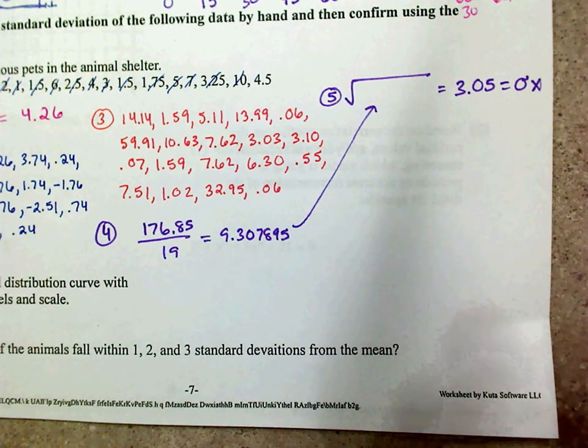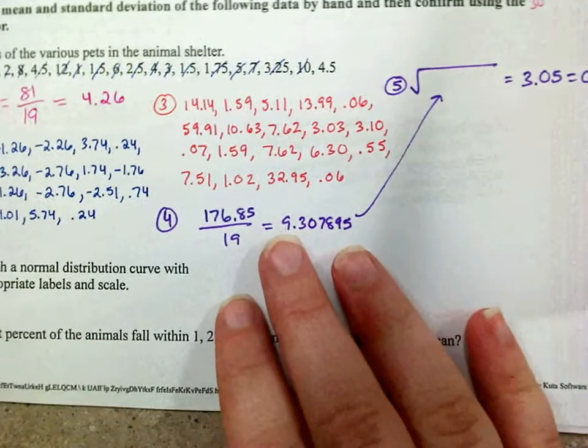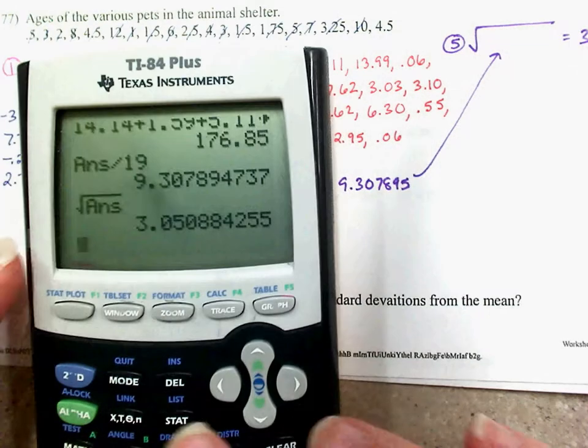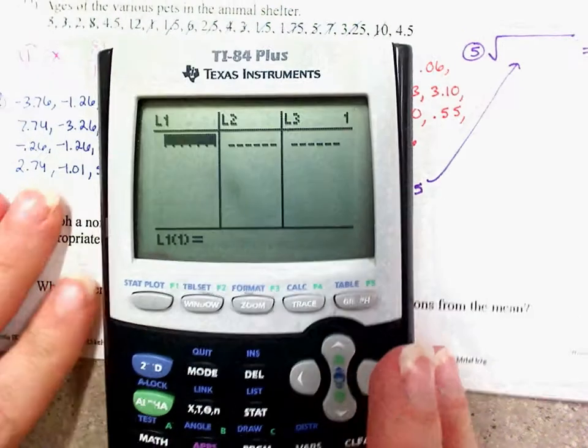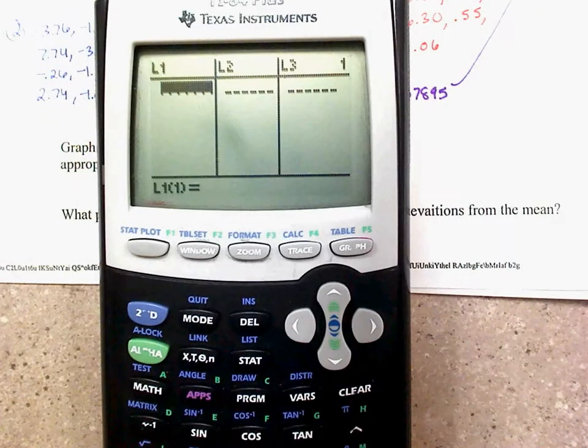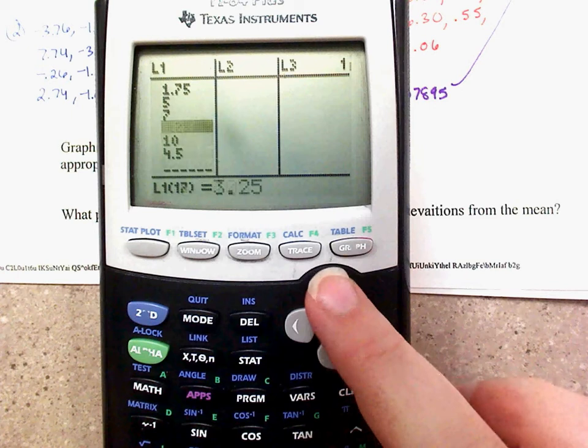Okay, it says confirm using the calculator. What should I do? Okay, you guys are so smart. So stat, edit, because I haven't put them in yet. Would someone read them off to me? 0.5, 3, 2, 8, 4.5, 12, 1, 1.5, 6, 2.5, 4, 3, 1.5, 1.75, 5, 7, 3.25, 10, 4.5. We good? Stat, and then what?